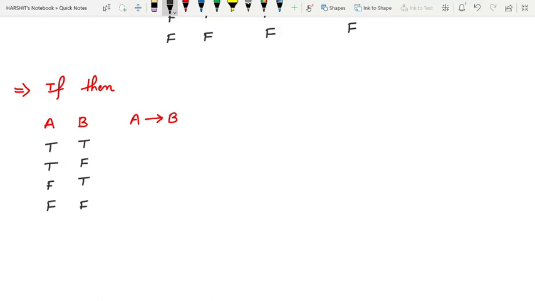You can see that each time we are taking four inputs: true, false, true, false. Why? Because the total number of inputs is 2. The formula for the number of input combinations is 2 to the power n, where n is the number of inputs. Here we are using 2 inputs, so we put 2 to the power 2, which is equal to 4. That's why we take the values true, false four times.